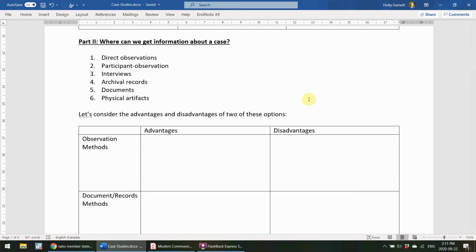So I'm going to give you some examples of these as I describe them. So direct observation is just what it sounds. It's where you go as a researcher and you directly observe, you directly watch the case unfolding.